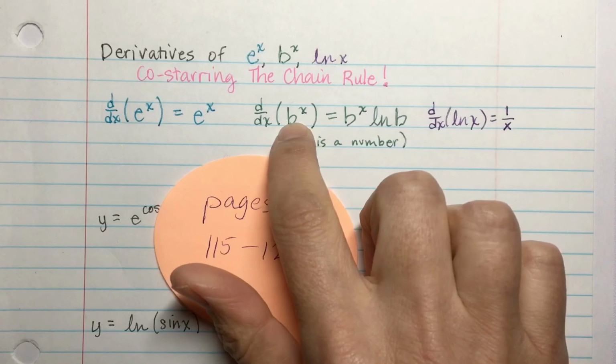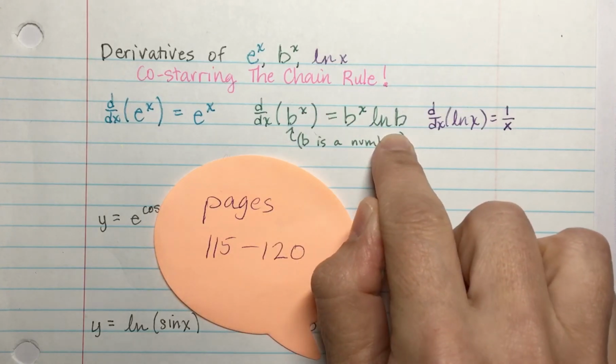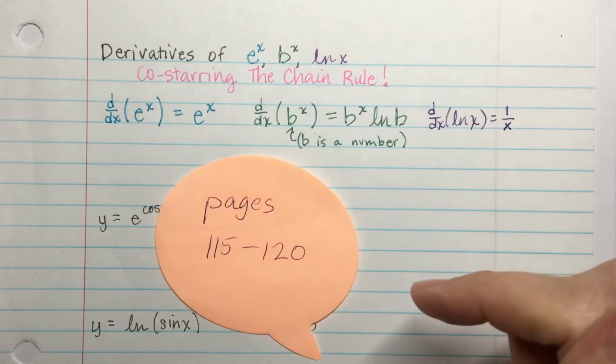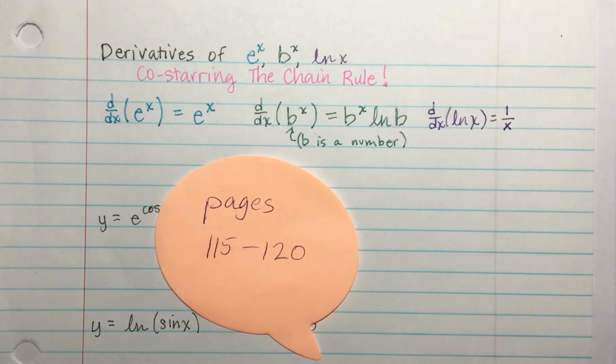So for e to the x, technically the derivative would use this same exact rule. If I replace the b with an e, I would have e to the x natural log e, but the natural log of e is 1. So that's why it gets its own special rule. Plus it's just so cool that the derivative of e to the x is e to the x. It just makes me really happy.